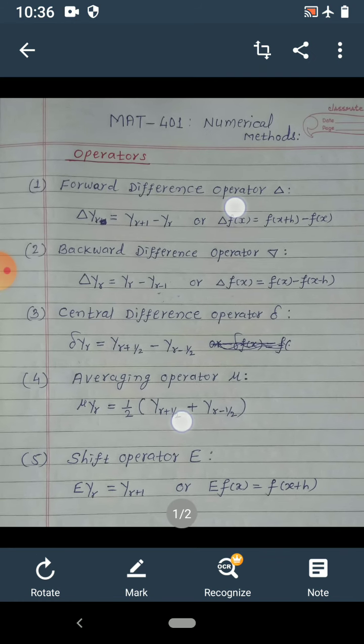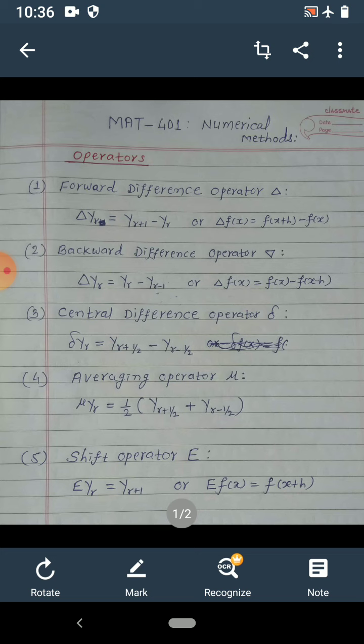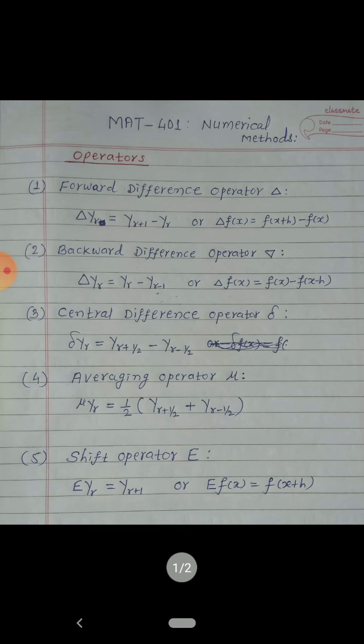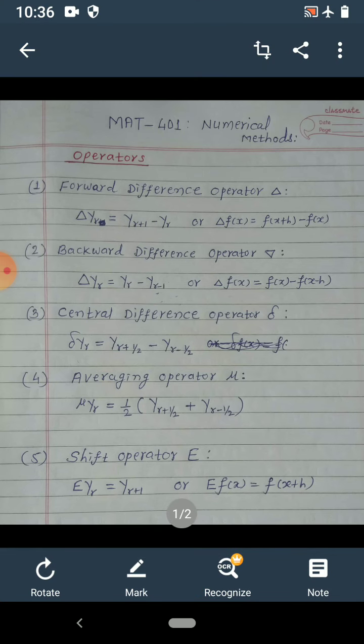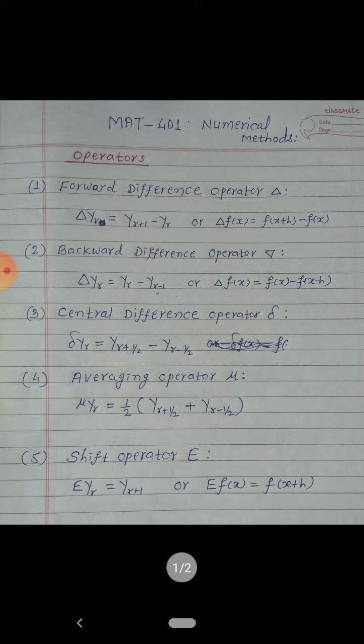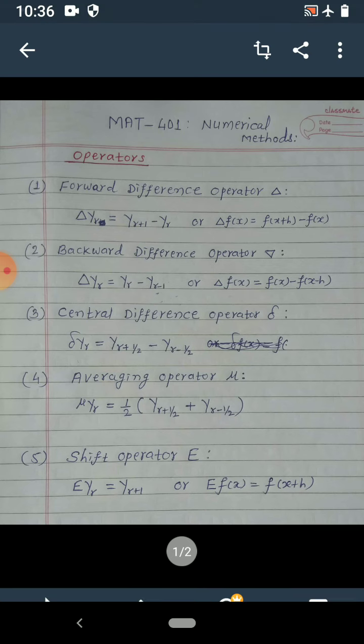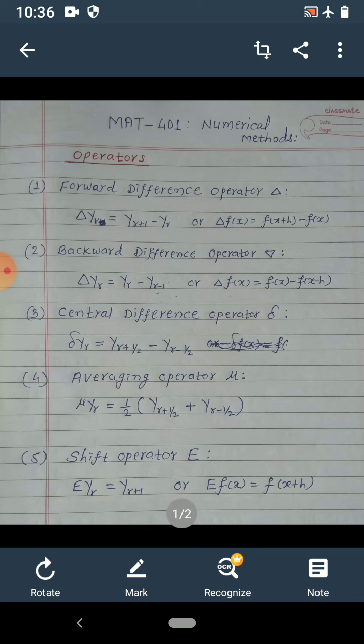In this chapter, totally we have seen 5 operators. First operator is forward difference operator, capital delta. Second is backward difference operator, del, it is also called nabla. And third, central difference operator, small delta. Fourth, averaging operator denoted by mu. And fifth is shift operator E. It is called a shift operator because we have to shift the function one place ahead or back according to whether its power is positive or negative.